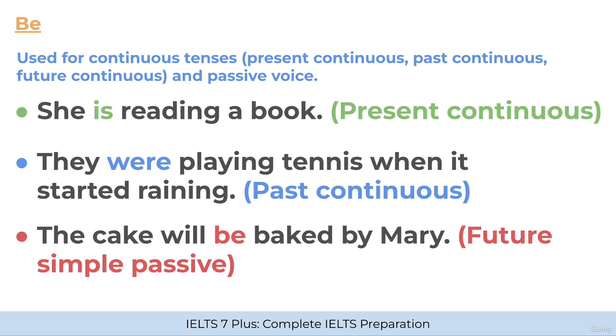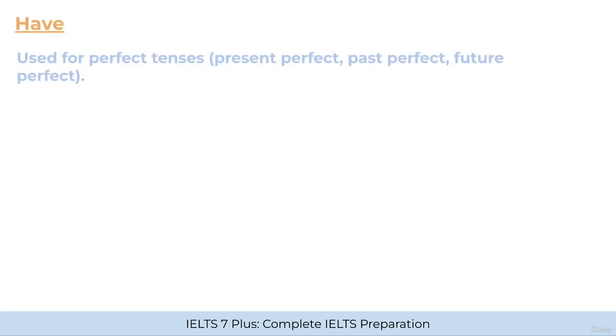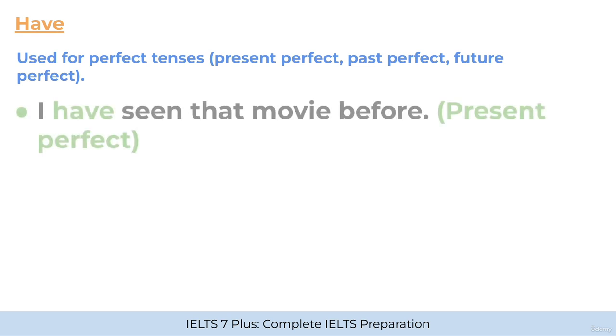A little bit of information there. Let's move on to have now. This is crucial for perfect tenses: present perfect, past perfect, and future perfect. You could say, I have seen that movie before, and that's the present perfect. So have supporting the past participle in this situation, which is seen.